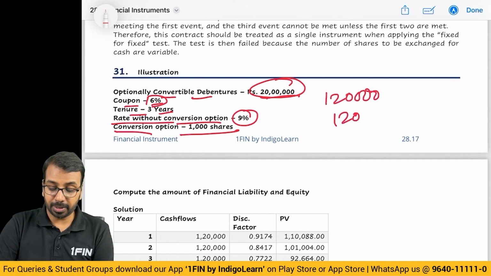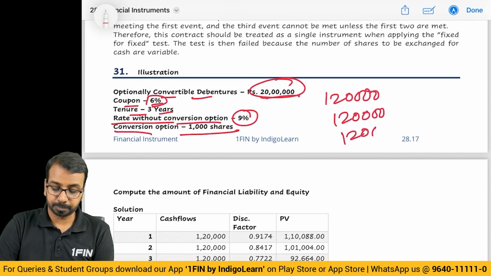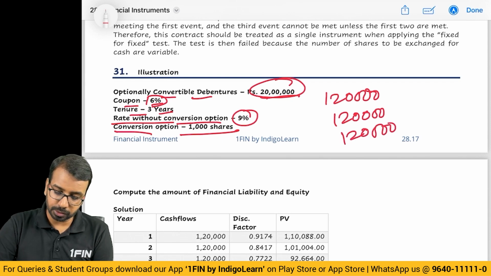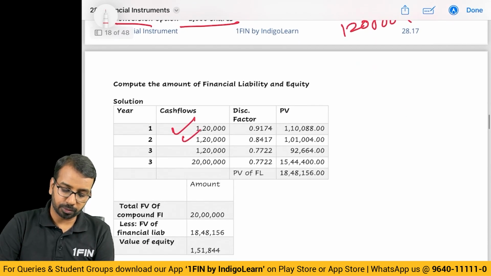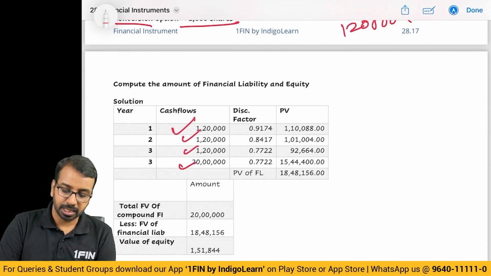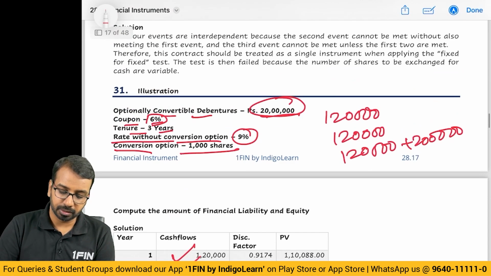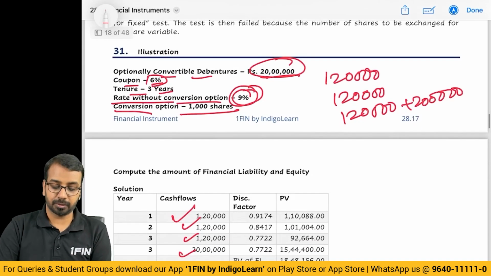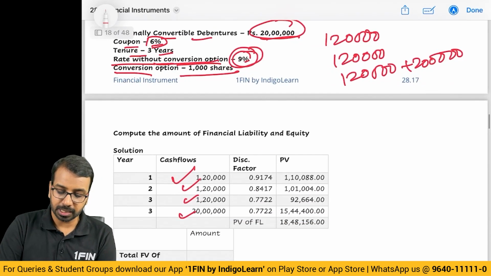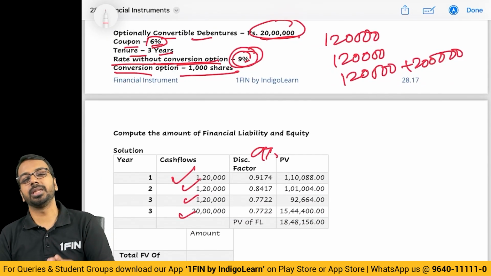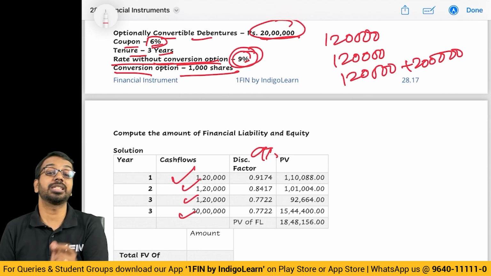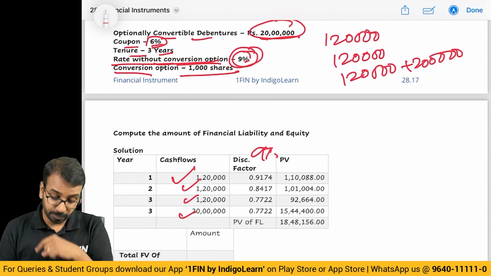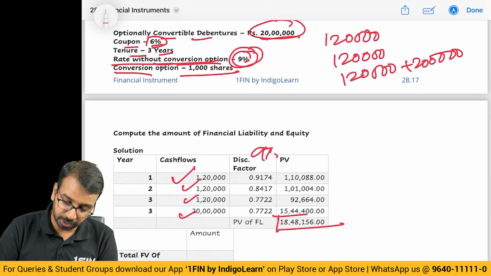You have 3 payments of 1,20,000, and in the last year you will also redeem 20 lakhs. So you have 120, 120, 120 and 20 lakhs. This you will discount using 9%. The rate without conversion option is 9%. So basically the meaning is, if I had to give these cash flows and the rate was 9%, what is the value of the liability? So the value of the liability comes to 1848,156.